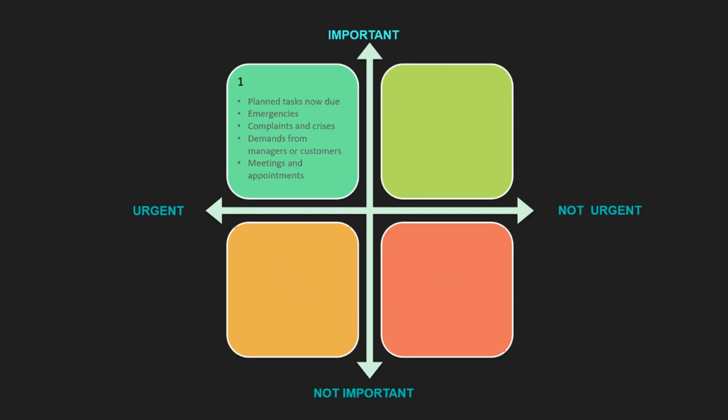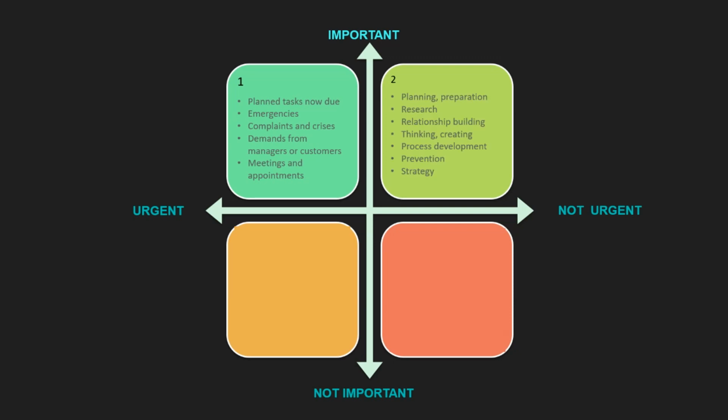So if we look at quadrant 1, things that are both important and urgent, this would be where we had planned to do tasks and they are now due to be done. So that's where they get their urgency, is their time has come and we need to now do those. This is also where emergencies would fit in. So things that were unexpected, unplanned, but something that needs to be dealt with right away. We could also put into this quadrant complaints from customers and crises that have arisen. Also demands from managers or customers. What would also go in this quadrant is meetings and appointments that have been scheduled and are due to do now.